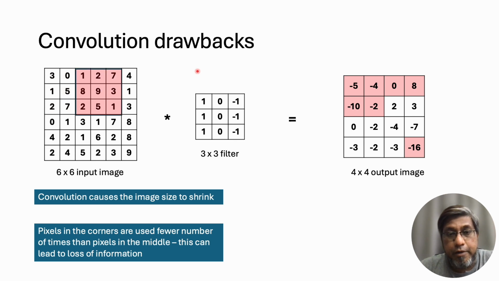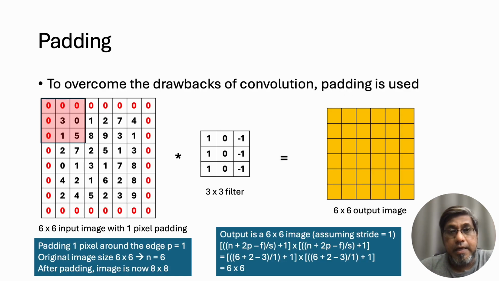So if you see this, when we shift the window, the window overlaps with the middle elements more number of times as compared to the corner elements. So how do we address this issue? The solution is to pad the input image with some additional pixels around it. In this particular case, we have padded the input image with 0. So this is called zero padding. Of course, there are other kinds of padding as well, which we'll touch upon at some later stage.